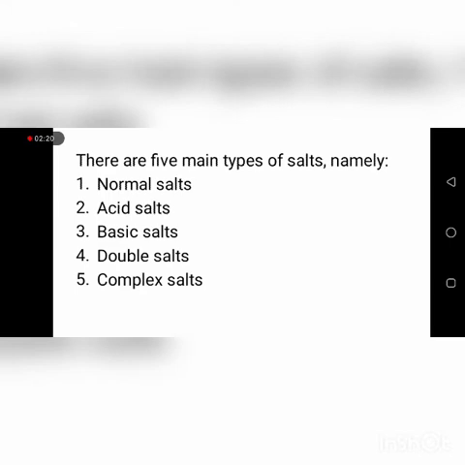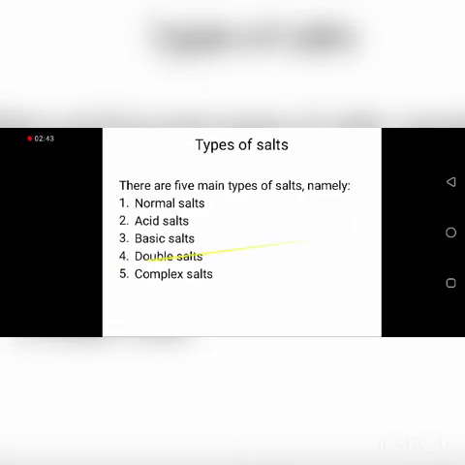So now we will look at types of salt. We have five major types of salt, so you need to identify them in a reaction. We have the normal salt, acid salt, basic salt, double salt, and complex salt. You must be able to identify the different types of salt in a reaction, and should be able to give examples of these different types of salt. So let's look at them in detail.